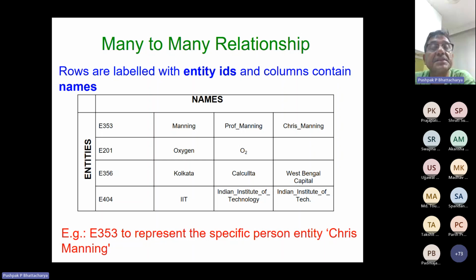This whole table is an example of many-to-many mapping, because under one column you can have multiple IDs. Here it is not shown, but under one column you can have multiple IDs, and for the row of one ID you will surely have multiple names.